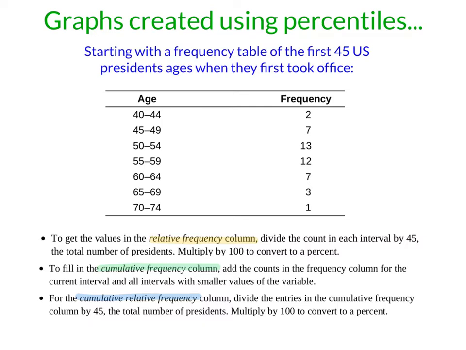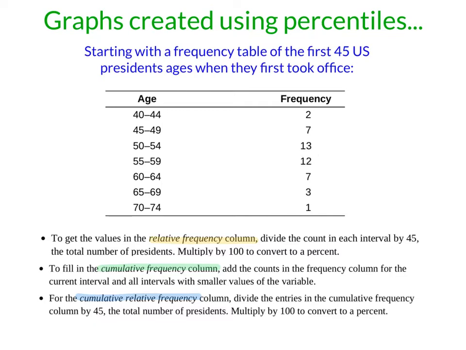Next, we will fill in the cumulative frequency column. So that's going to add up the counts in this column, our frequency column, for the current interval and all intervals with smaller values of that variable. So that means this one would be 2, but then for this one we would add 7 plus 2, making this line 9, and then we would add 13 to that 9, and that would become 22, etc.